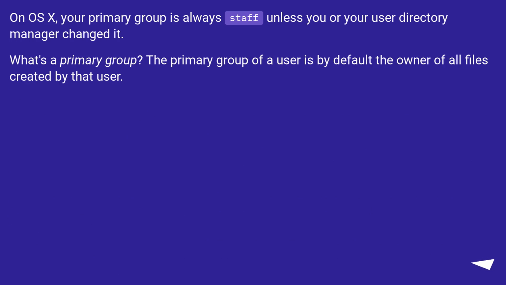On OS X, your primary group is always staff unless you or your user directory manager changed it. What's a primary group? The primary group of a user is by default the owner of all files created by that user.